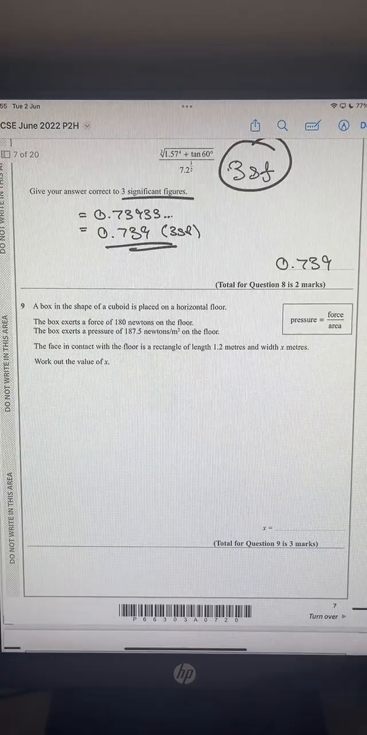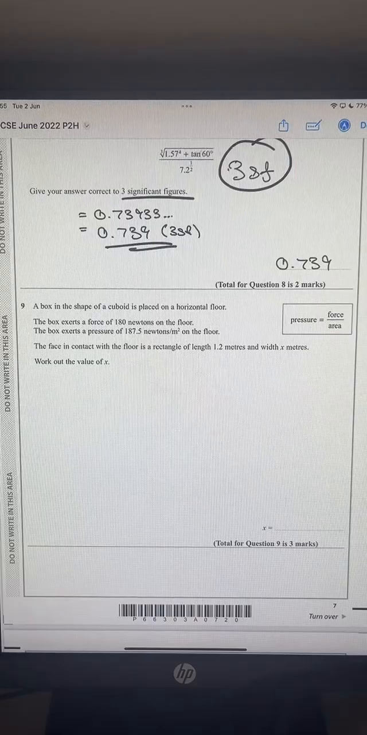Okay, question 9. You guys just had your physics paper today, I believe. Correct me if I'm wrong. So this one is basically a physics question. It's not hard, and they even give you the pressure formula. So pressure is force divided by area.